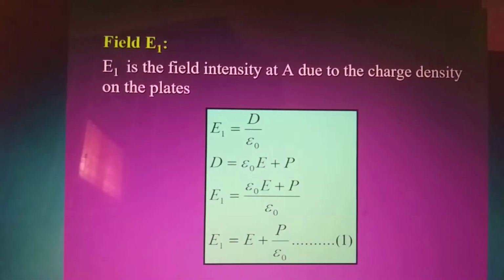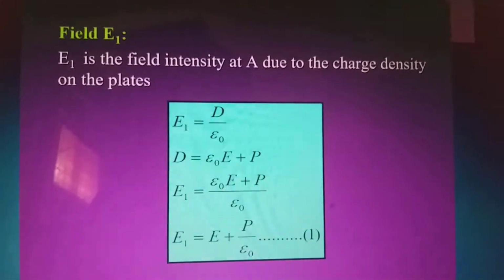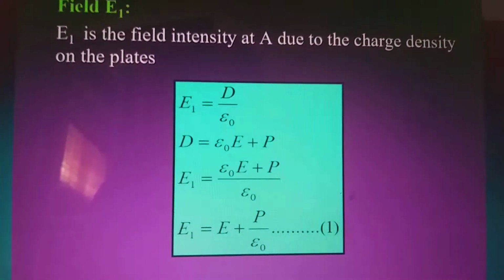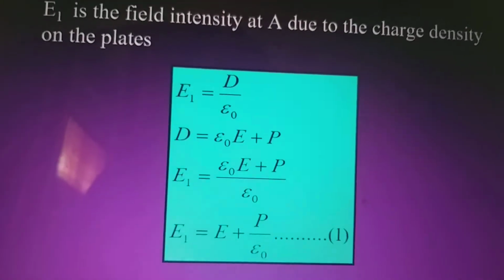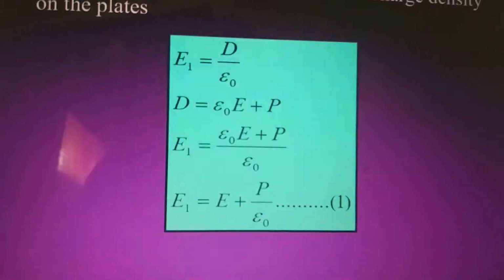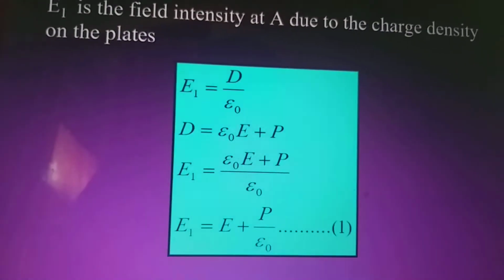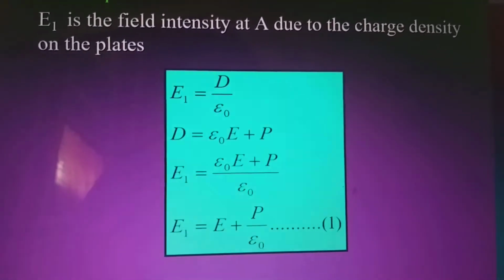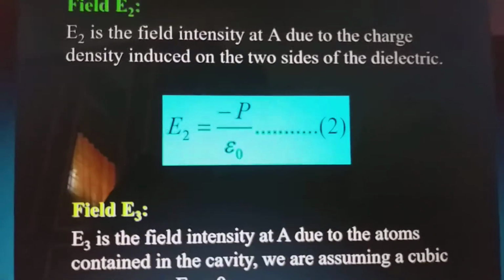E1 is the field intensity at A due to the charge density on the plates. So E1 is equal to D by epsilon naught, but D is equal to epsilon naught E plus P. So E1 becomes (epsilon naught E plus P) divided by epsilon naught. So E1 equals E plus P by epsilon naught. This is the value for E1, that is the electric field at A due to the charge density of the plates. Next, E2.